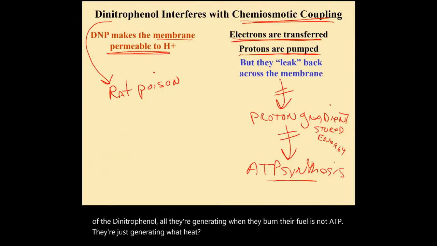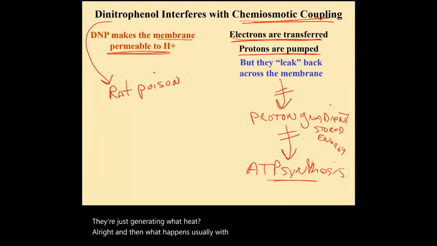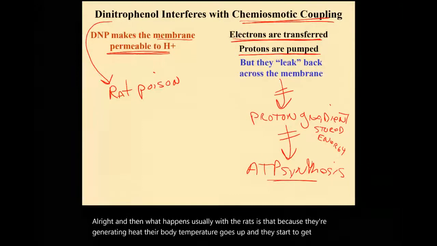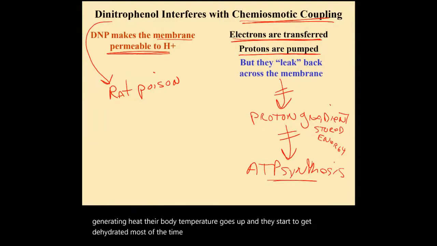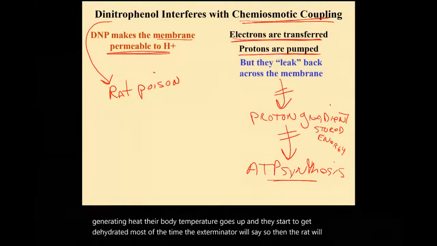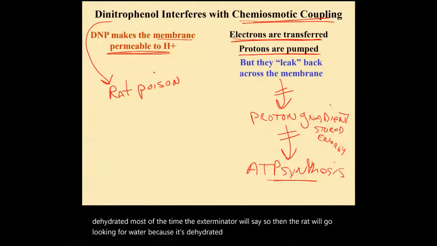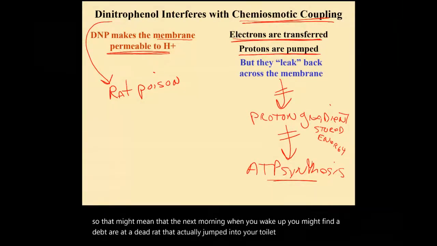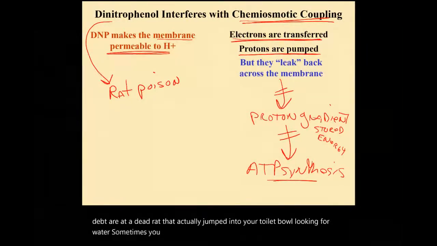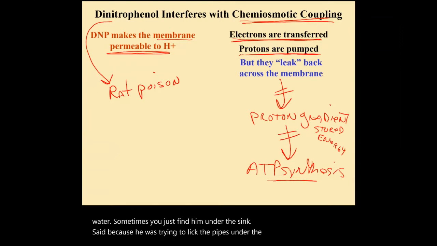And then what happens usually with the rats is that because they're generating heat, their body temperature goes up and they start to get dehydrated. Most of the time, the exterminator will say, the rat will go looking for water because it's dehydrated and becomes extremely thirsty. So that might mean that the next morning when you wake up, you might find a dead rat that actually jumped into your toilet bowl looking for water. Sometimes you just find him under the sink dead because he was trying to lick the pipes under the sink because they were wanting water so bad.